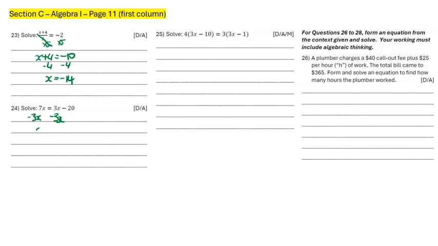And I'll do the same on the other side. So that's going to become 4x is equal to negative 20. And then you go divide by 4. This is where your opposites can kick in now that you're simplified. X is equal to negative 5.